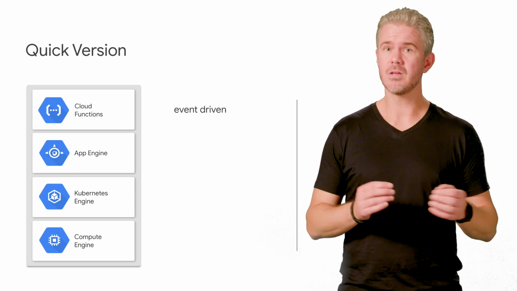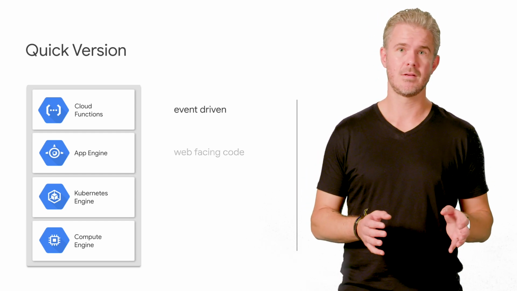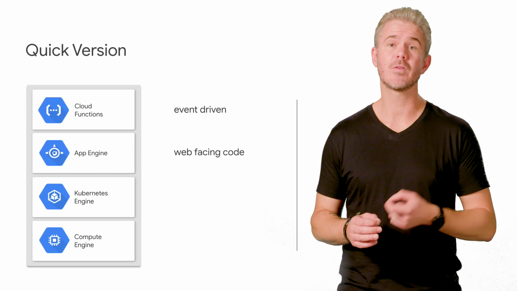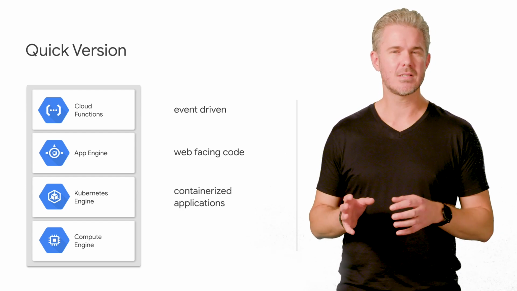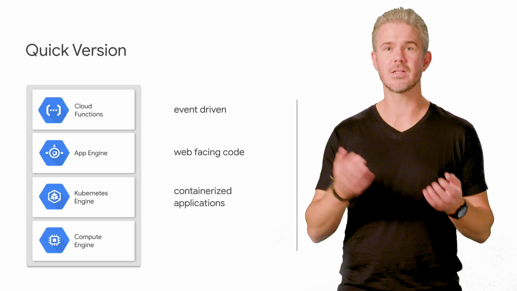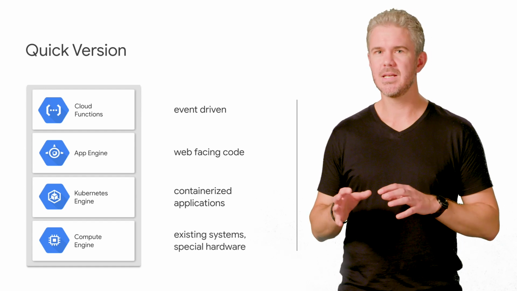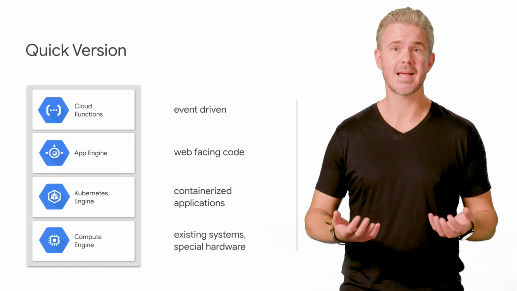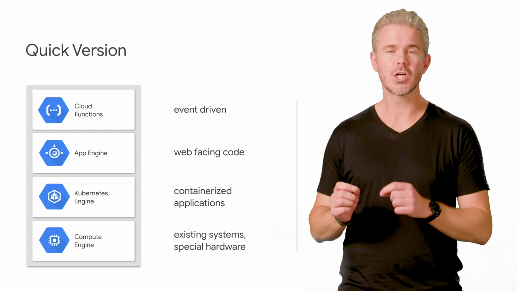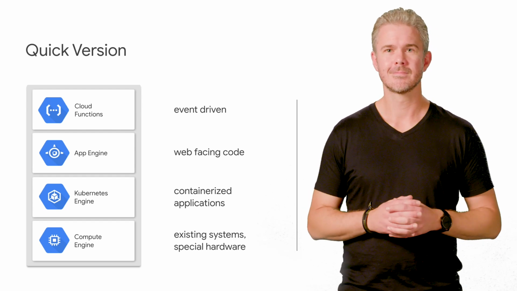Cloud Functions are small, single-purpose functions driven by events. App Engine is designed primarily for web backends. Kubernetes takes your containerized applications and scales and coordinates them. Apps that need specialized hardware or existing apps on physical or virtual machines are a good fit for Compute Engine.